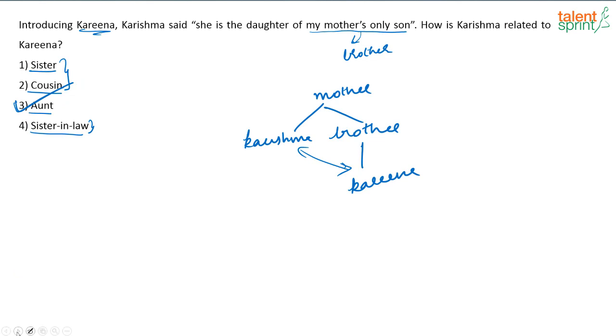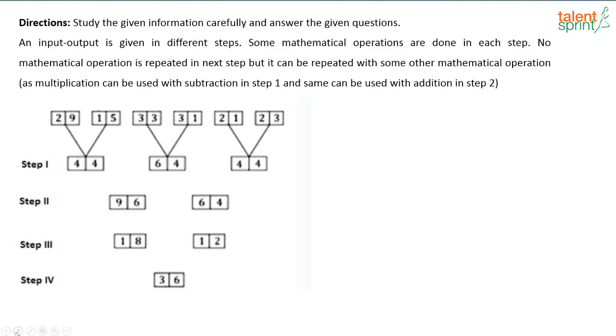Next one. The next question is on machine input output. Look at the given input here and look at the given steps here and try to find out how these steps are arrived at. What is the logic used for each step? Let me know the logic if you get it, and then I will start solving it.